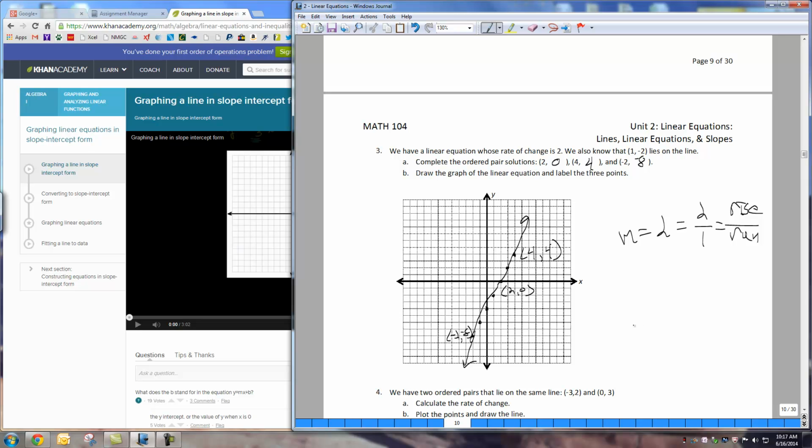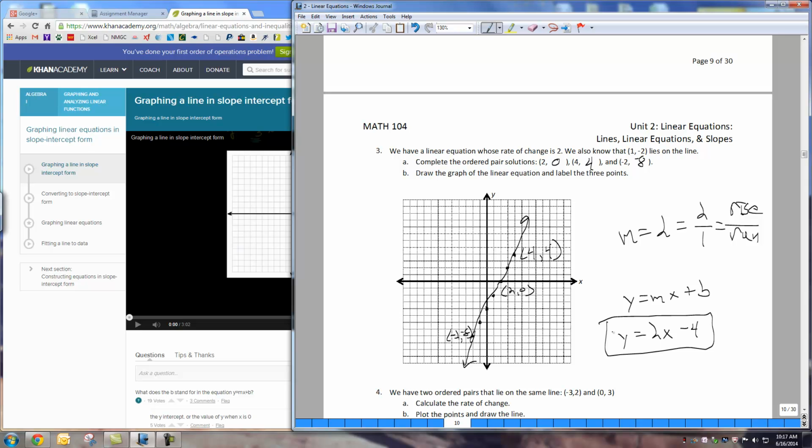Remember, the line is always of the form y equals mx plus b. I just found my m is right here. It's 2. So y equals 2x. And where does this cross the y-axis? It crosses the y-axis right here, which is 1, 2, 3, 4, which is negative 4. So the equation of this line is y equals 2x minus 4.